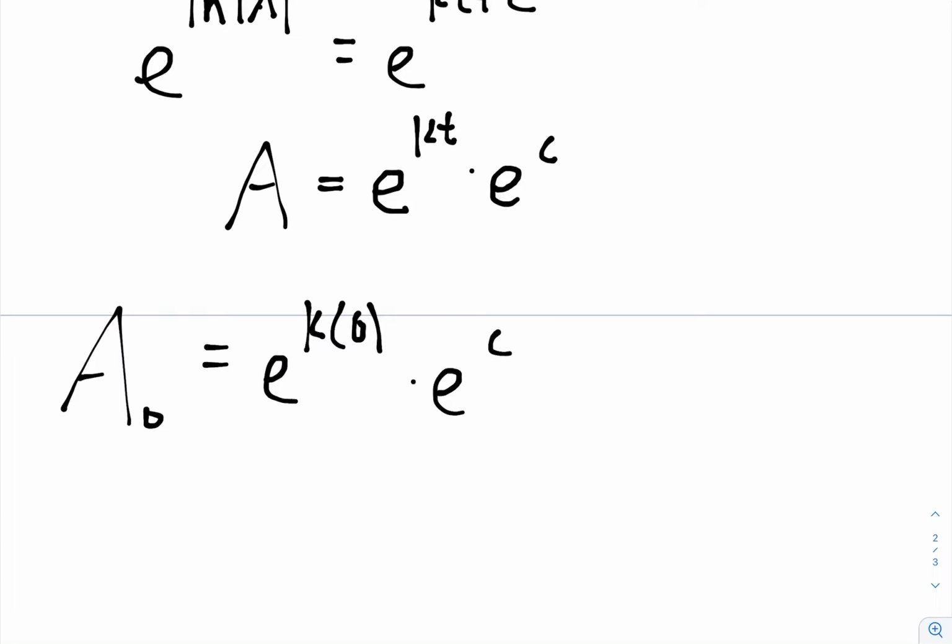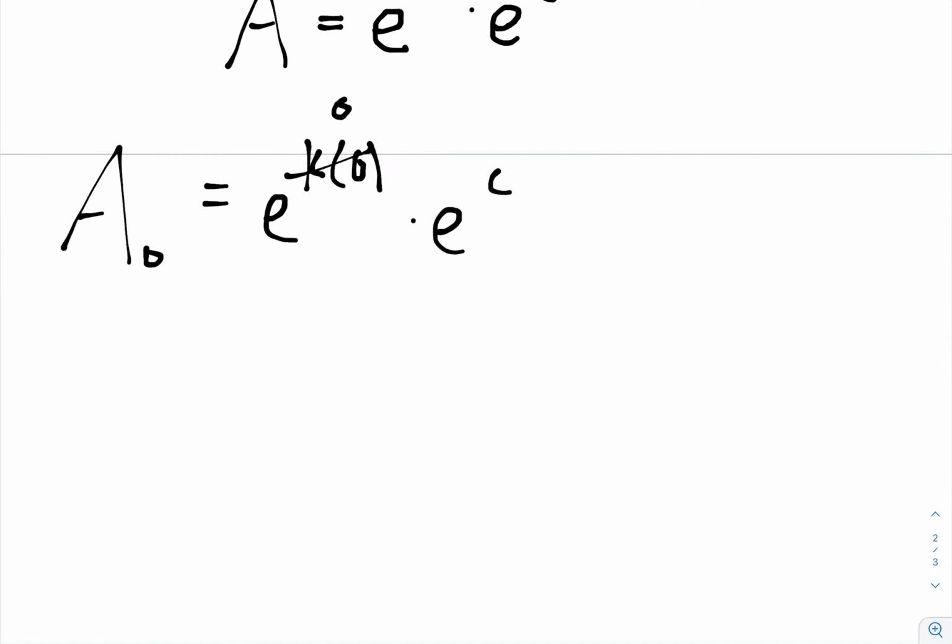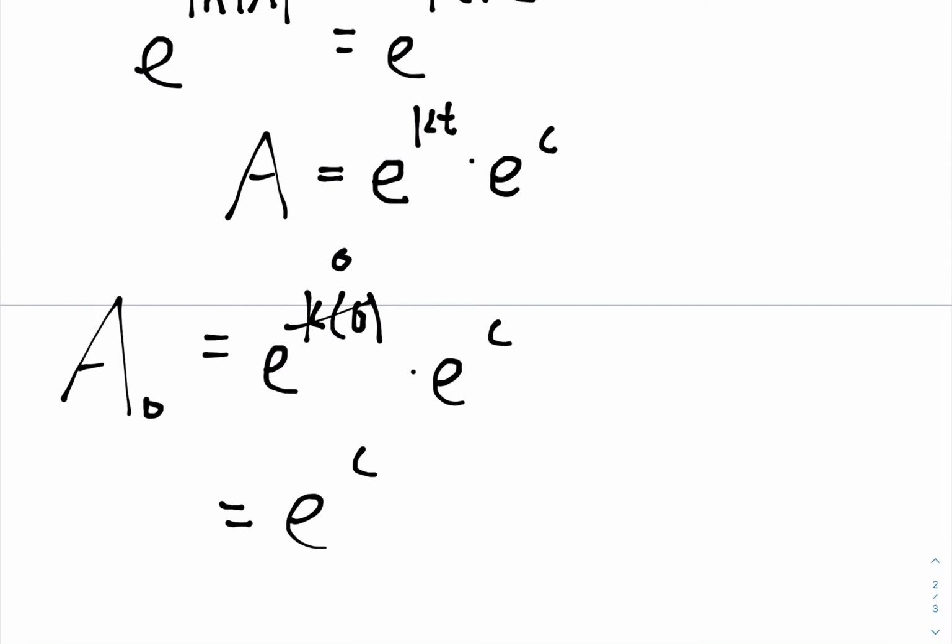Now that we have it in this form, we can use something called the initial condition. So A at time 0 is equal to e to the k times 0, because our t is just 0, times e to the C. Well, e to the 0, because this just becomes 0 up here, is just 1. So A naught equals just e to the C. So instead of e to the C that we had up here, we can just write A naught. That's super important. We can clean it up. So we can write A equals A naught times e to the kt.